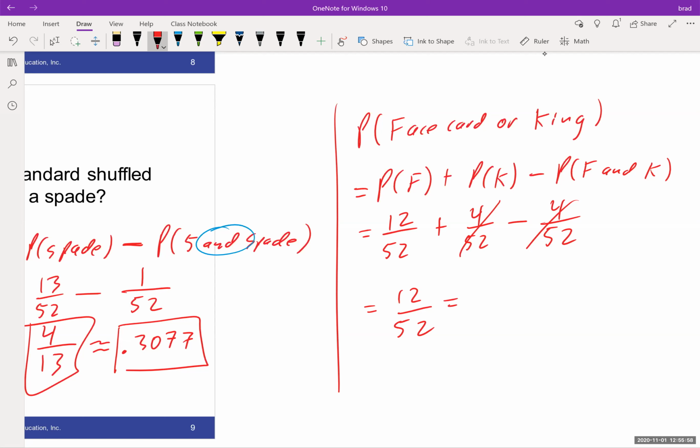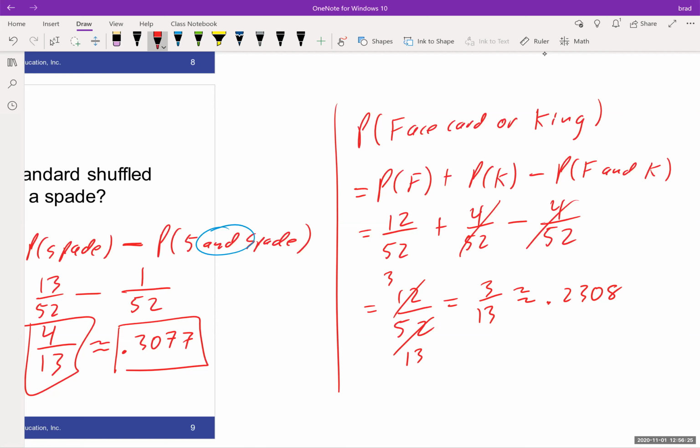And this would be what, divided by 2? This would be 6 out of 26. Oh, I guess I should have divided by 4. Divide by 4, divide by 4. That would be 3 out of 13. And that should be 0.2308 if I round off. Okay. So this is the probability of getting a face card or a king.